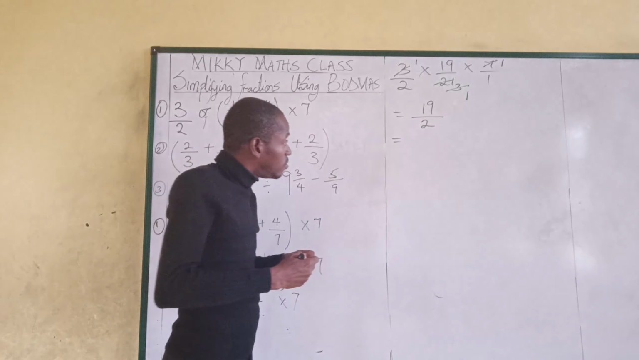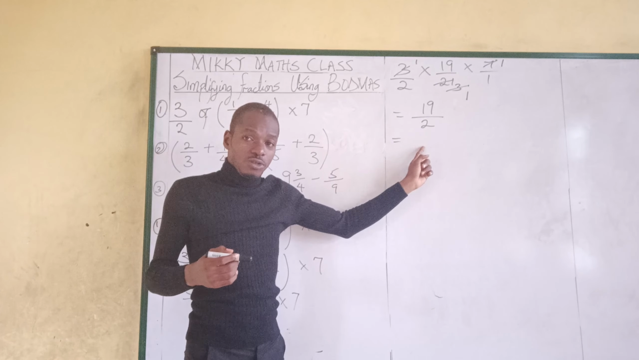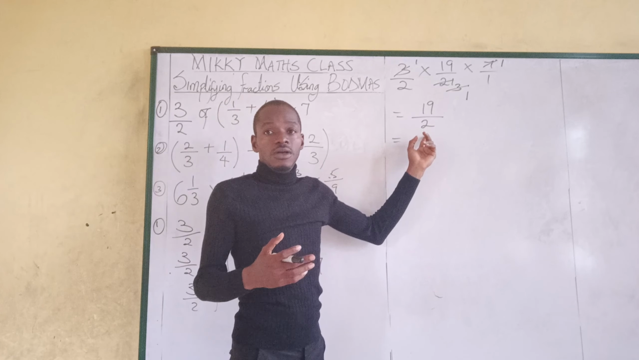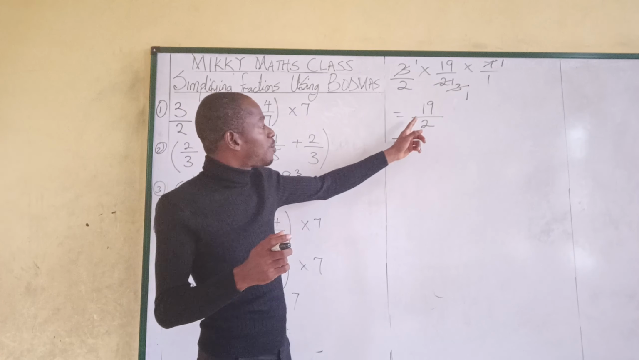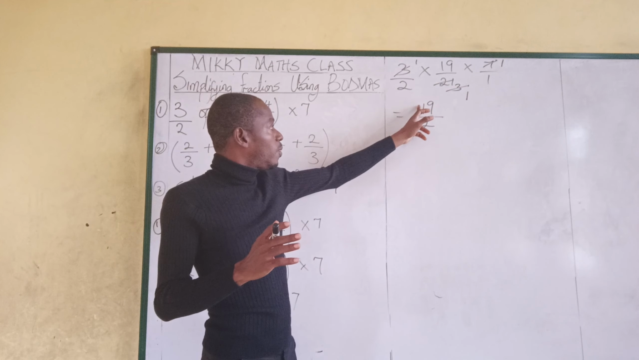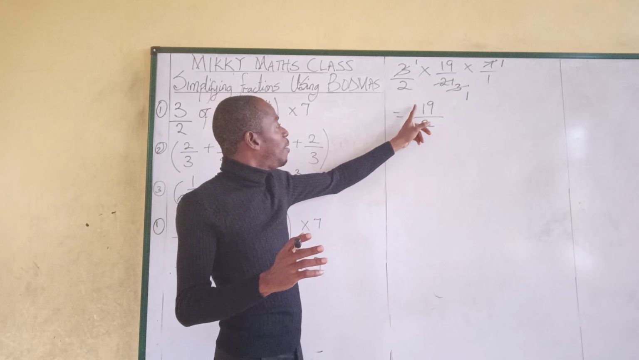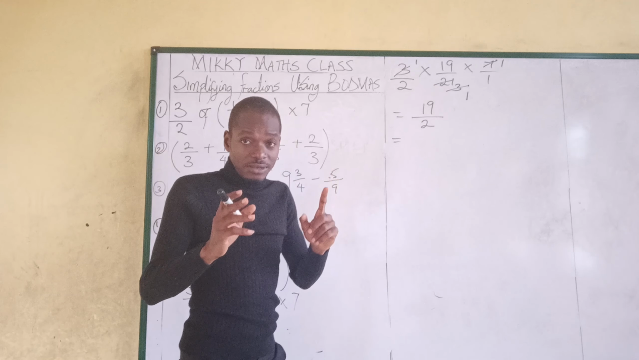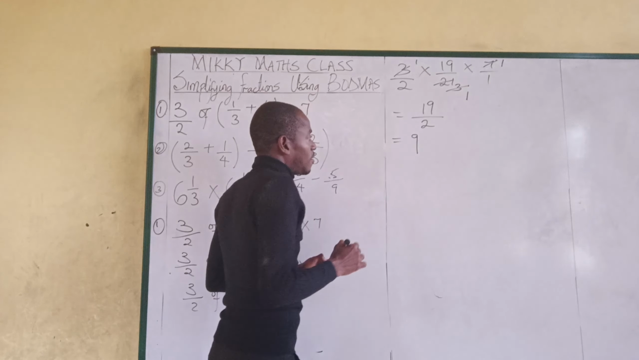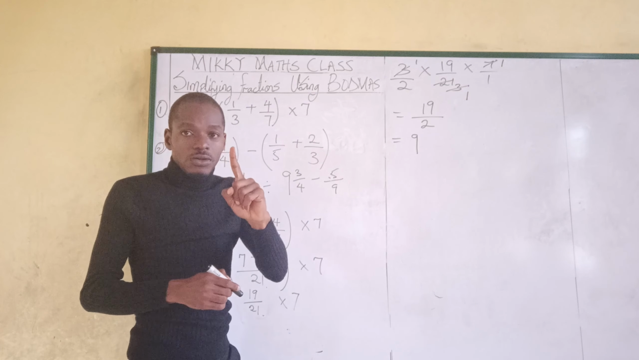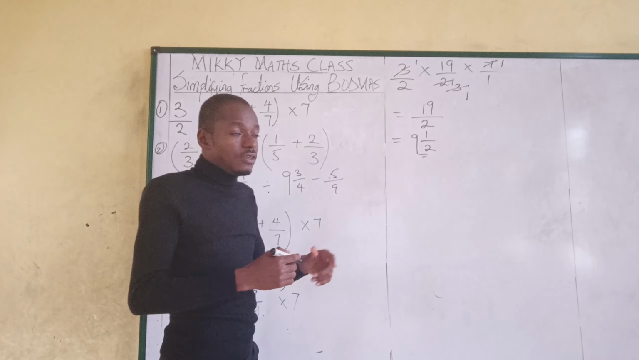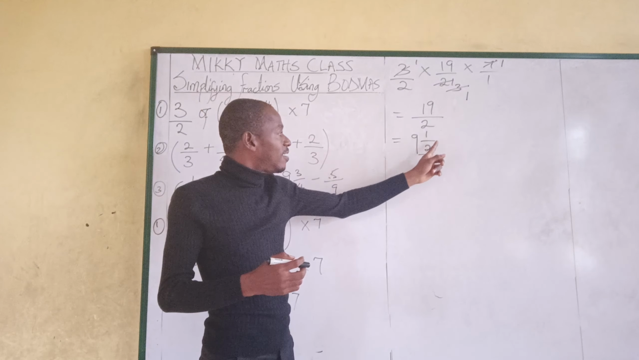Now, this is what we call an improper fraction, where the numerator, the number up, is bigger than the number down. Most times, you do not leave your answer in improper fraction in mathematics. Break it down to what we call a mixed number. Now, how many 2 will you see in 19? That's 19 divided by 2. That's 9, remainder 1. So that's 1 over 2. So the final answer is 9 whole number 1 over 2.